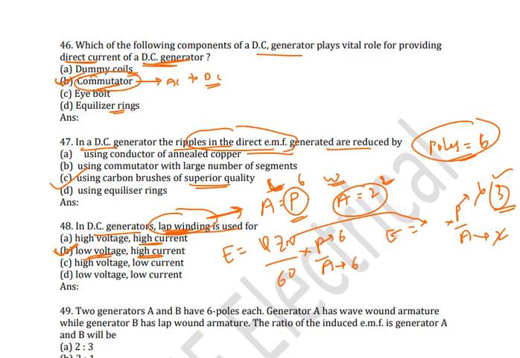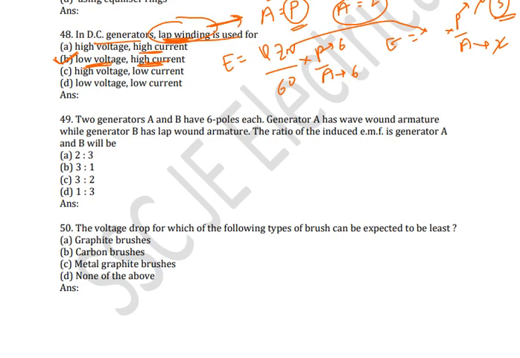Again I am repeating, lap winding is for high current, low voltage applications. In case of wave winding, it is for low current and high voltage applications. So next question, based on the same concept.